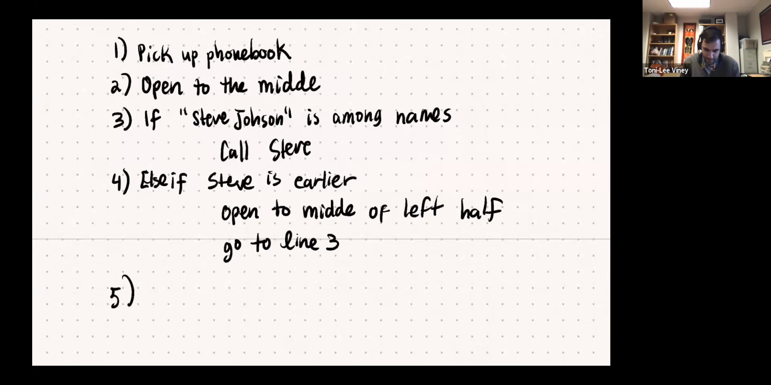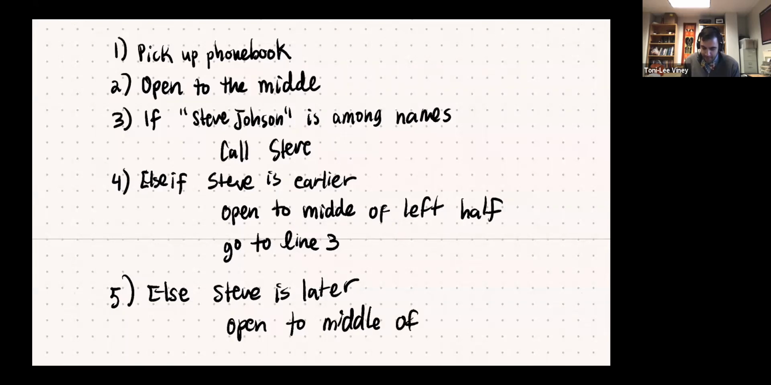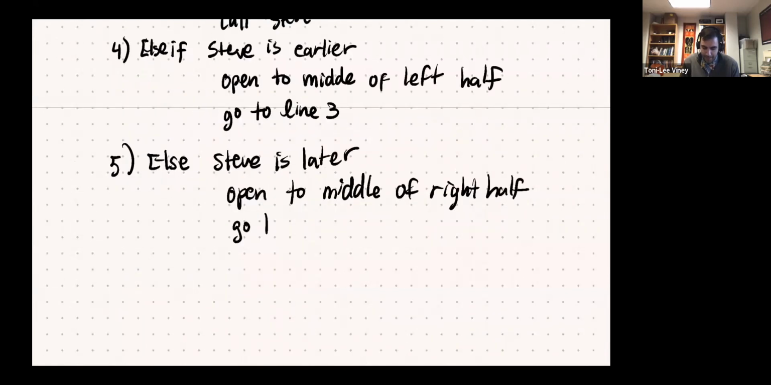5 would then be else, oops, that's not else. Else Steve is later. So we need to open to the middle half, middle of the right half, and then go to line 3. And then we're almost done, but we're not quite done yet. I should have said else if, sorry. Else if Steve is later, go to line 3.